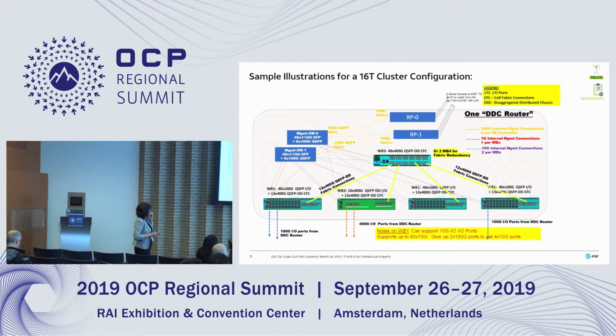Okay, so this is a logical illustration of how you would build this disaggregated distributed chassis. You can think of the smallest unit as one line card box. You can scale it out, building it up depending on how large a cluster you want. You can build from 4 terabit on a single pizza box to the large size, about 192 terabit, with multiple, I think up to 7.